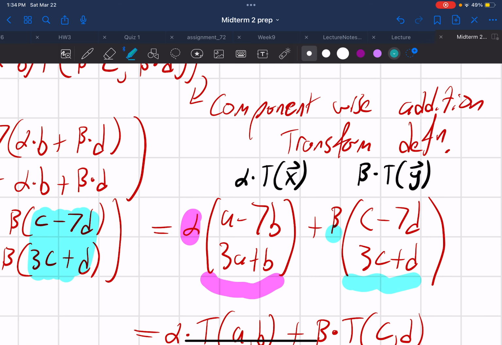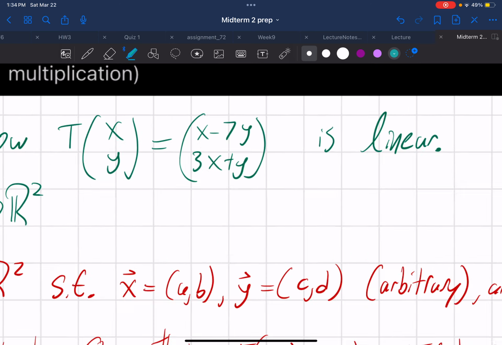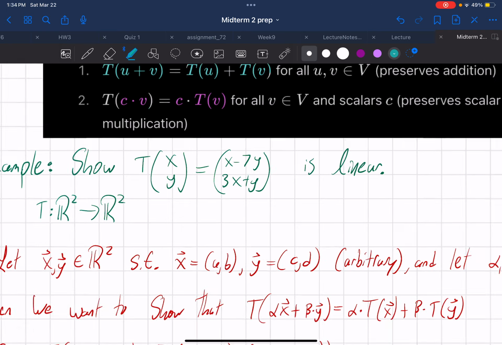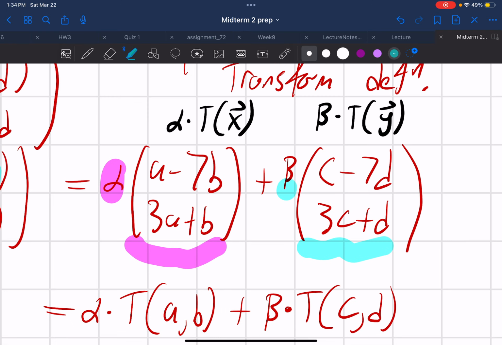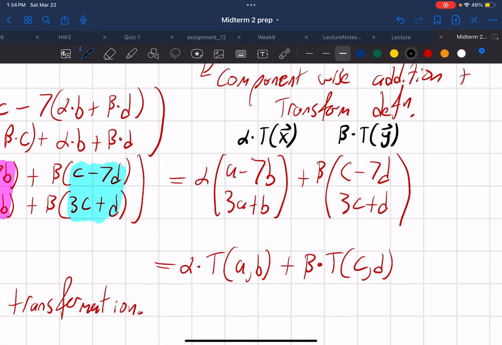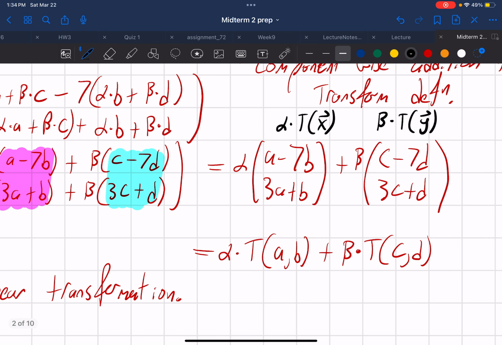Well, they're directly the transformation of what our vectors x and our vectors y are. If we look up here, x minus 7y, 3x plus y, they are the exact same as a or c minus 7b or d, and then the same thing in the second component, okay? So what we just showed is that this does split linearly. This is exactly equal to what we wanted to show it was.